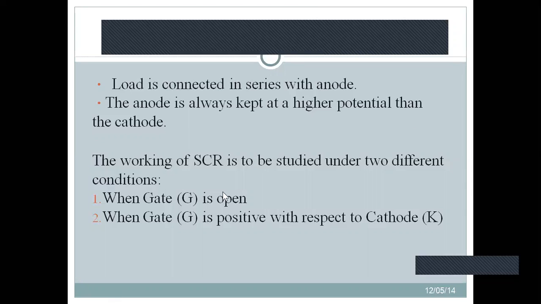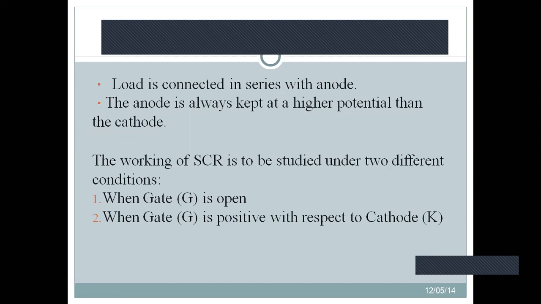And how can SCR be operated? SCR is operated under two conditions. What is the first condition? Gate is open. I will not connect the gate terminal. Leave blank. Gate को connect मत कर दो, छोड़ दो. Now apply the voltage at anode, but you will not find any voltage at cathode because you have not applied the gate input. Then the second case is when gate is positive with respect to cathode.